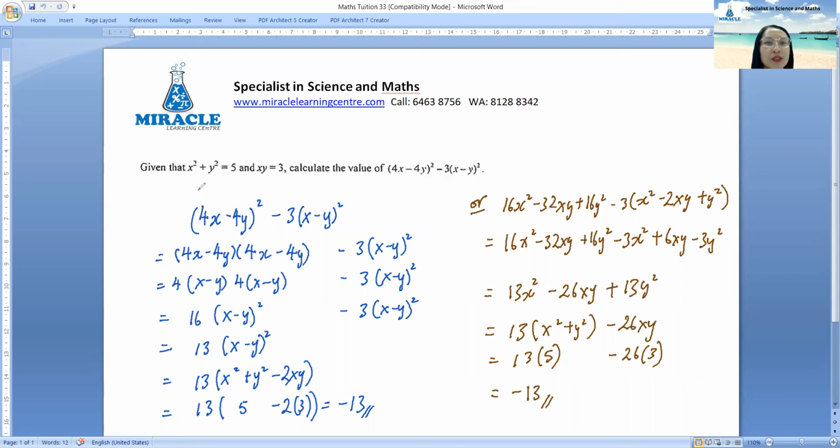Let us look at this maths question. We're supposed to calculate the value of 4x minus 4y, holding bracket, minus 3 bracket x minus y square. Okay, we have two methods over here.